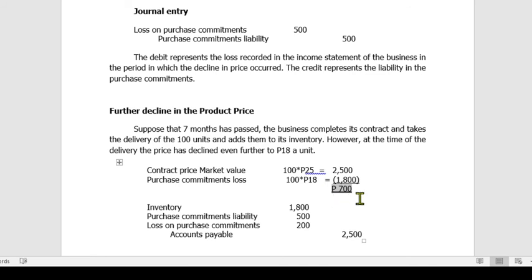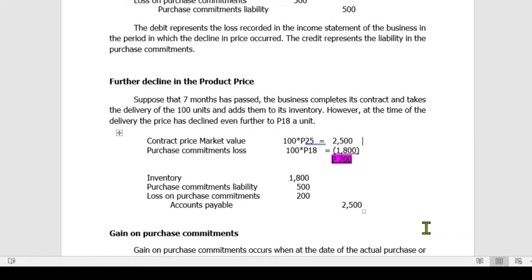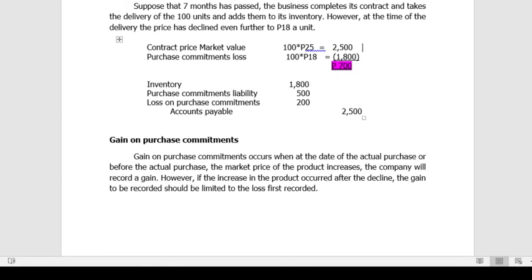Pero dahil kanina nag-recognize ka na ng 500 loss on purchase commitments at the end of the first year, you have just to adjust it. Mag-add ka lang ng additional 200 for the loss on purchase commitments. Debit loss on purchase commitments, 200. And then, credit mo yung total liability na kailangan mong bayaran, accounts payable, 2,500. That is the contract price. So, related siya dun sa the lower of cost and net realizable value because of the changing prices.